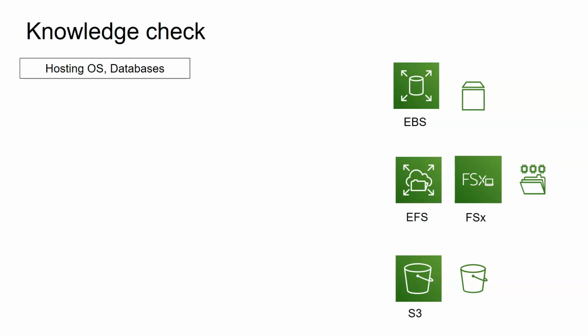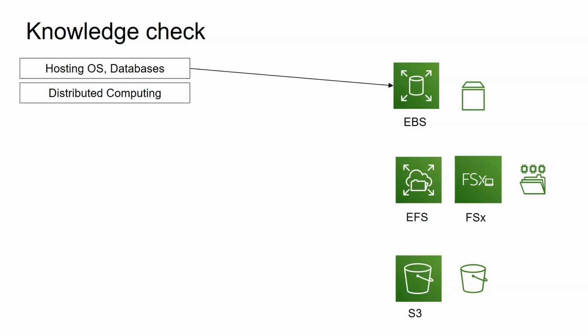If you want to host operating system or databases, which storage will you use? So I can hear you are talking about EBS, and that's right. Distributed computing. Now distributed computing means what? There are multiple compute machines and all these compute machines need to access typically the same kind of data at the same time, or they need to process data and reprocess data in a workflow fashion, right? Then it is typically EFS, multiple machines accessing data at the same time.